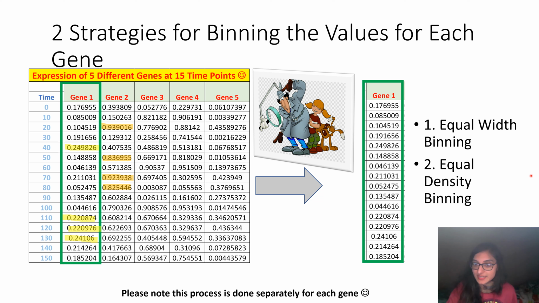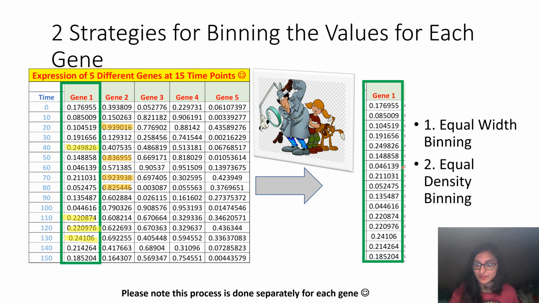The general idea is we could look at equal width binning or equal density binning. Equal density is saying that each bin should have the same number of genes in it. Like maybe we'll have the top 4, then the second 4, then the third 4, and then the bottom 4, the lowest, for instance. There could be multiple ways to bin this data for each gene. It just matters that we do it in a consistent way. So we can either use equal width binning or equal density binning.